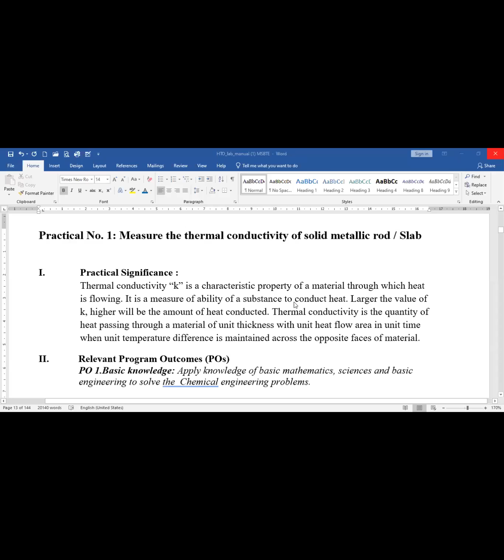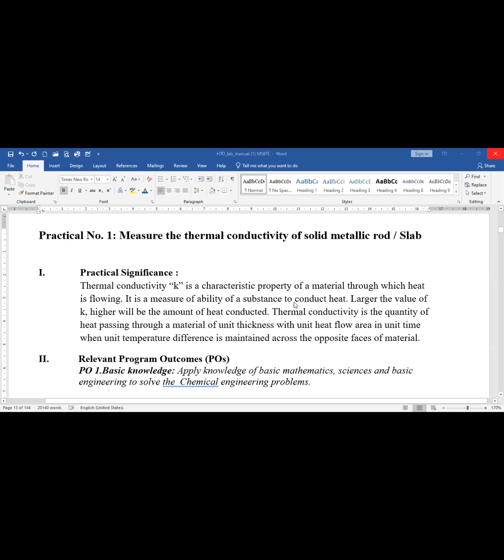In this session, we are going to discuss the practical or experiment which is going to measure the thermal conductivity of a solid metallic rod or slab. Some experimental setups have rods, some have slabs. The main aim is to calculate or measure the thermal conductivity of a solid material.